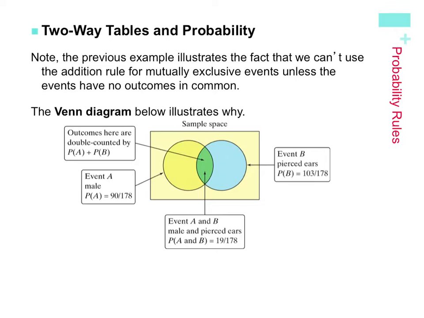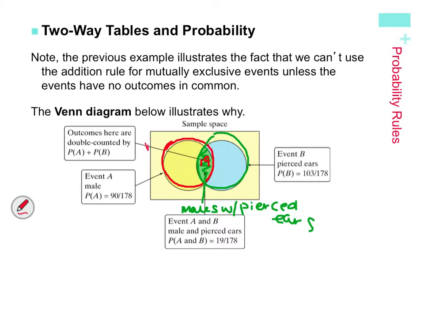This right here is a Venn diagram that illustrates what's going on. You have 90 in one circle. These are the males. These are everybody with pierced ears. These are males with pierced ears. If you add those 19 both to the males and to the pierced ears, you're going to end up counting them twice. This is the idea that these events are not mutually exclusive.